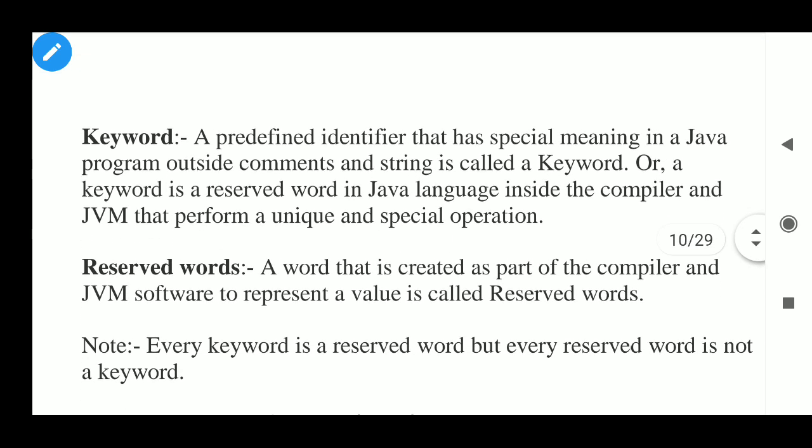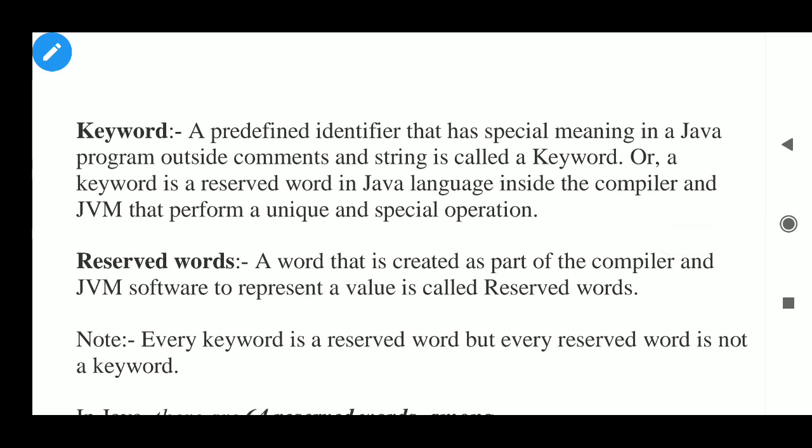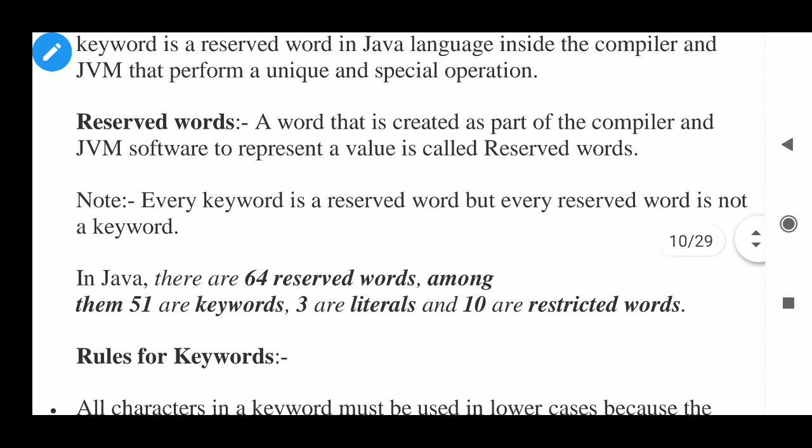So a reserved word is a word that is created as part of the compiler and JVM software to represent a value. Okay, so you can see here, every keyword is a reserved word, but every reserved word is not a keyword. In Java, there are 64 reserved words. Among them, 51 are keywords, 3 are literals, and 10 are restricted words.